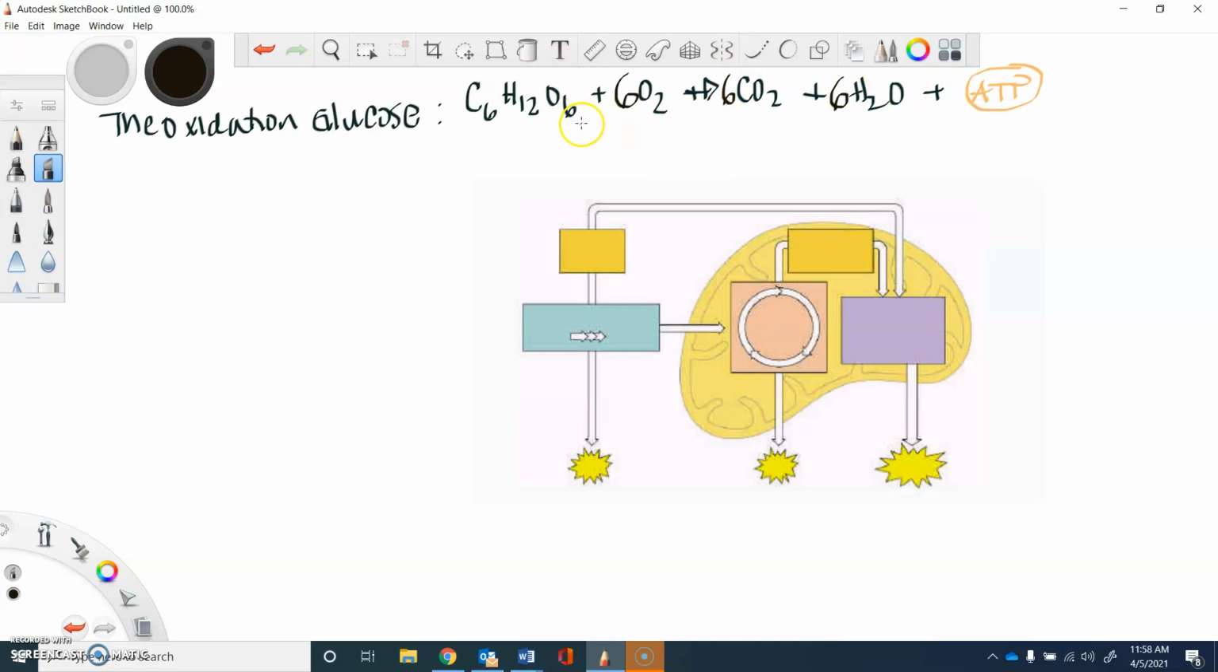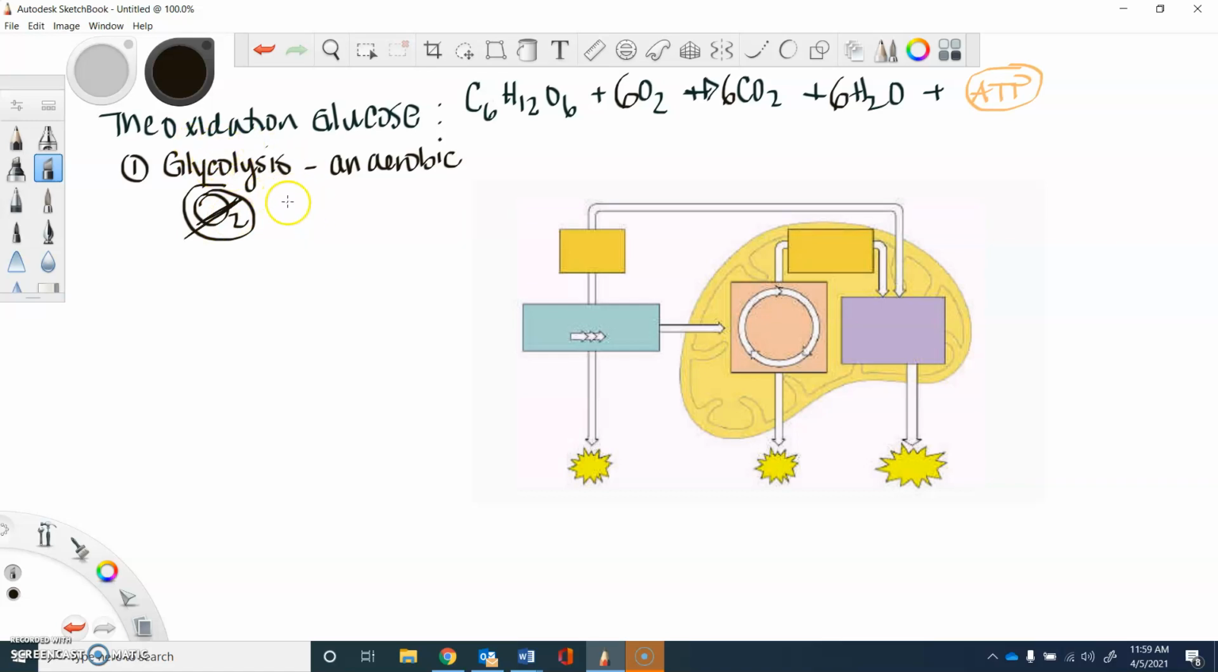All right. So the breakdown of glucose occurs along 3 pathways. The first path, and part of this is going to be anaerobic, and part of this is going to be aerobic. So the first pathway is called glycolysis. It is anaerobic, and that means, of course, that there's no oxygen here. So oxygen is not used in this pathway.